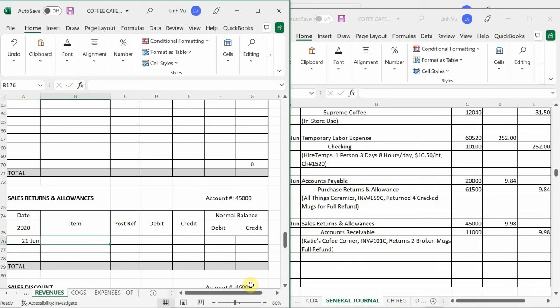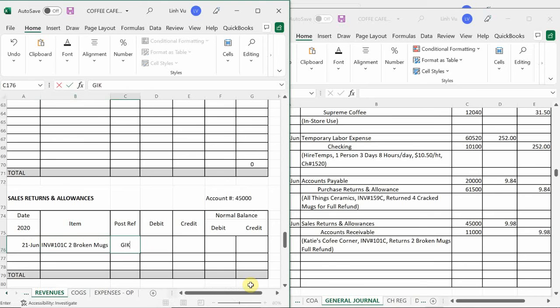You have the date. Now what you want to do here is whatever you want to put in. A helpful thing would be to have the invoice number 101C and 2 broken mugs. We're still on the 9th page here, and we're going to debit our account because, again, sales was credited. This is a contra account, so you need to debit this account for $9.98.